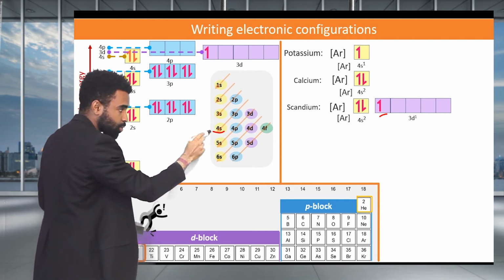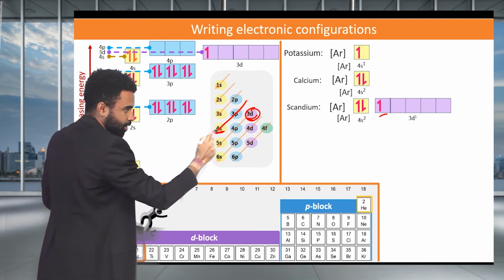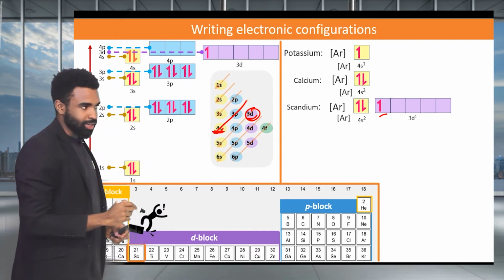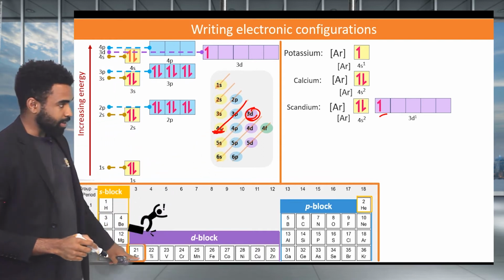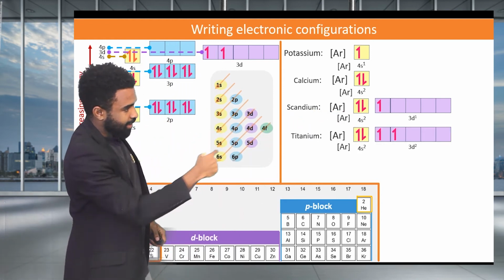After 4s2, you get what? 3d. So 4s, then 3d. Not 4s, then 4d. That would be jumping. Okay? 4s, then 3d. So we fill in the 3d there. Scandium, 3d1. Then titanium, 3d2.